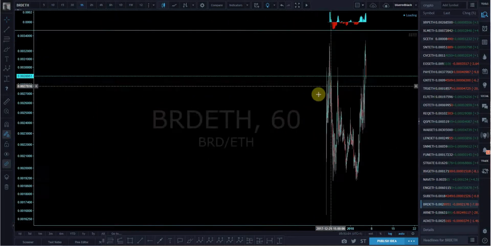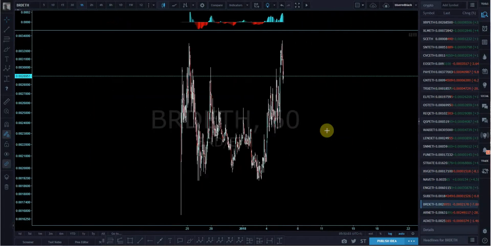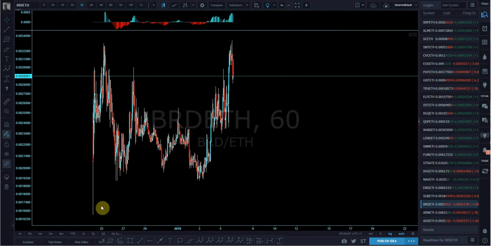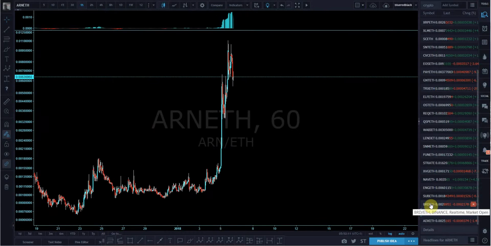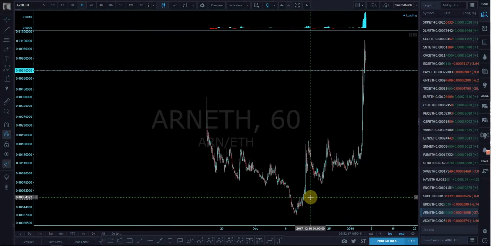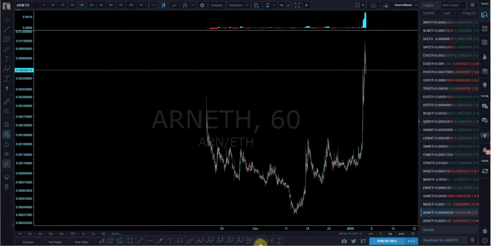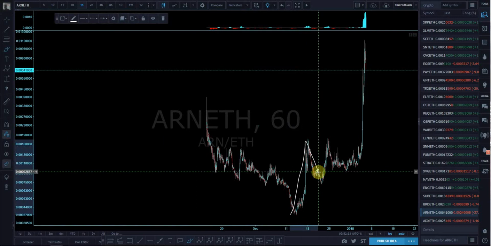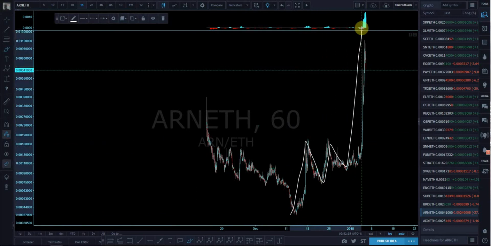Red, a lot of people have been talking about this one, not necessarily in this group, but it's been getting a lot of attention. Move up, sideways, move up. Arn, somebody wanted me to take a look at this one. I haven't researched the project too much, but it's moving like a monster right now. So, move up. 1, 2, 3, move up.